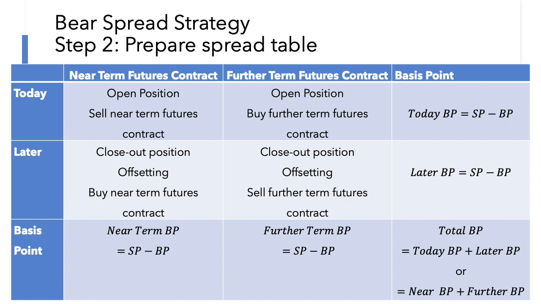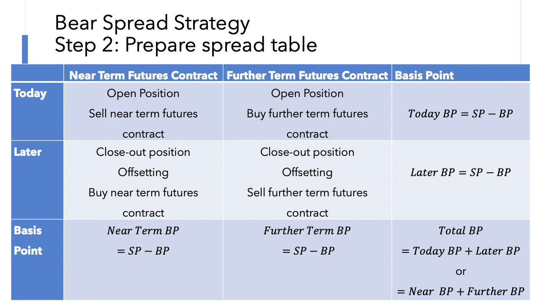So basically we have two columns in the bear spread table. The first column represents the near-term futures contract. The second column represents the further-term futures contract. So if you use the bear spread strategy, in today's transaction you must sell the near-term futures contract. At the same time, you need to buy the further-term futures contract.